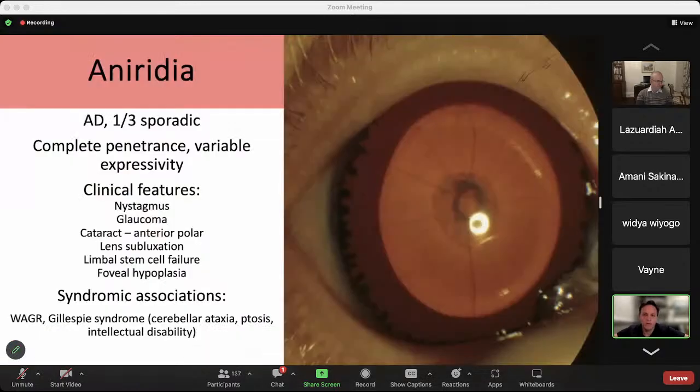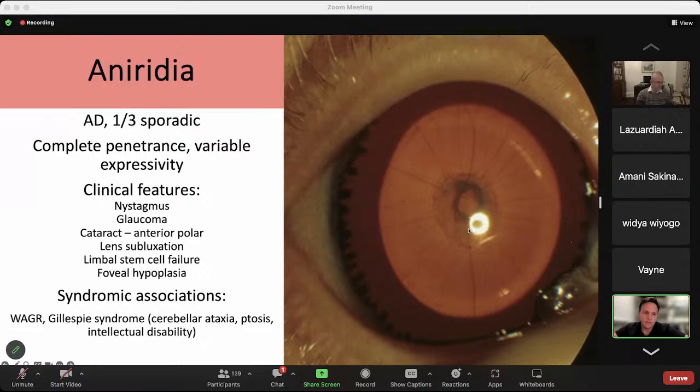Aniridia is another genetic condition that we need to be thinking about in congenital glaucoma. It's an autosomal dominant condition. It's associated with the PAX6 gene, and a third of the cases that we see are sporadic, but there is also variable expressivity in the gene. So again, within the same family, you can get various severities of the degree of aniridia, from very mild aniridia to complete aniridia, which you can see in this picture here, where you have ciliary processes quite readily visible, and zonules.